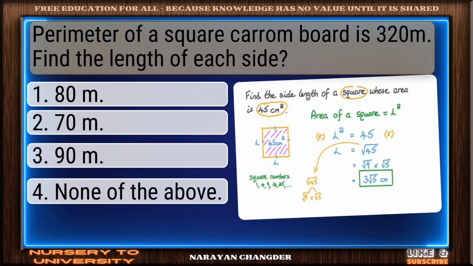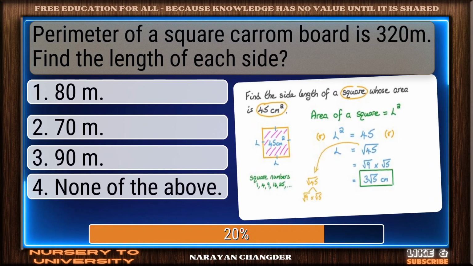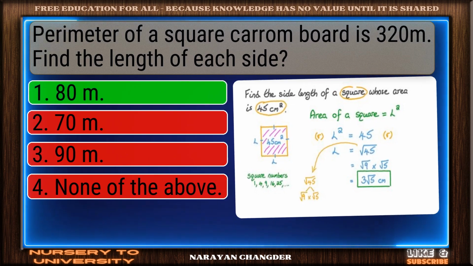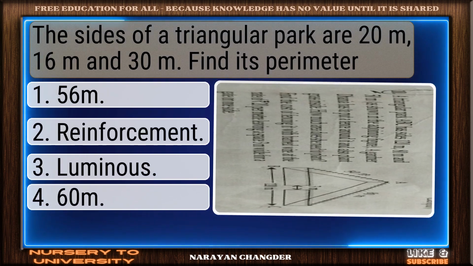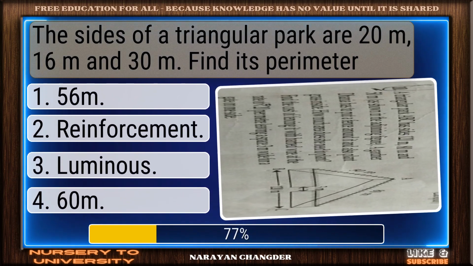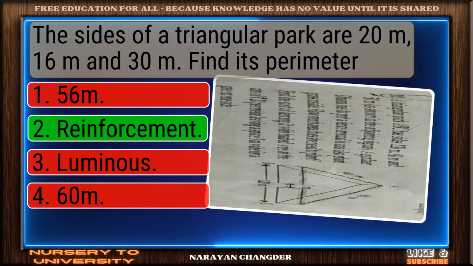Perimeter of a square carom board is 320. Find the length of each side. Good thinking. 80 mm is the right answer. The sides of a triangular park are 20 m, 16 m and 30 m. Find its perimeter. Smart pick. 66 m is the correct choice.